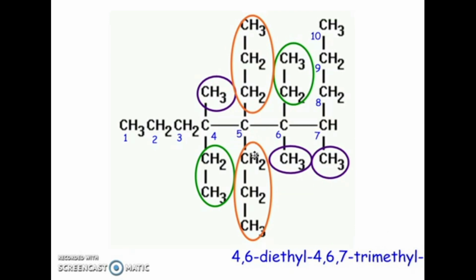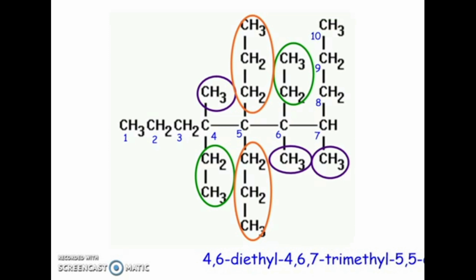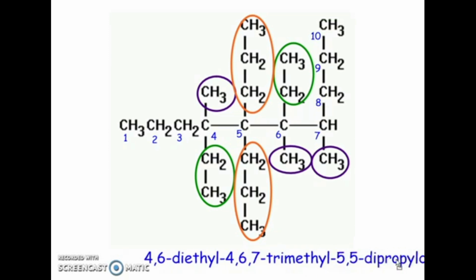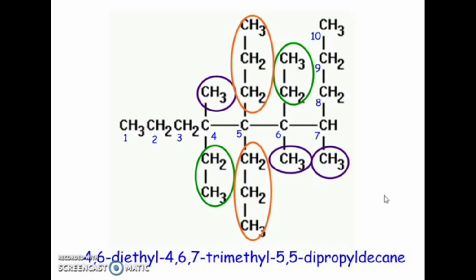And then the propyl groups coming off of number 5, both of them, 5, 5, dipropyl, longest chain is 10, which would be decane. So again, it's the ethyl, methyl, and propyl parts that get put in alphabetical order. Ignore the di, tri, tetra, etc. when you're putting them in alphabetical order.